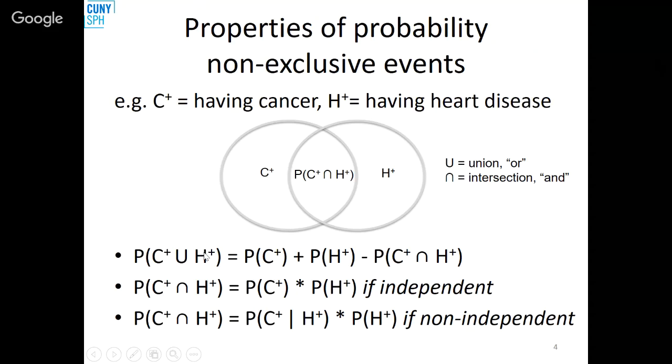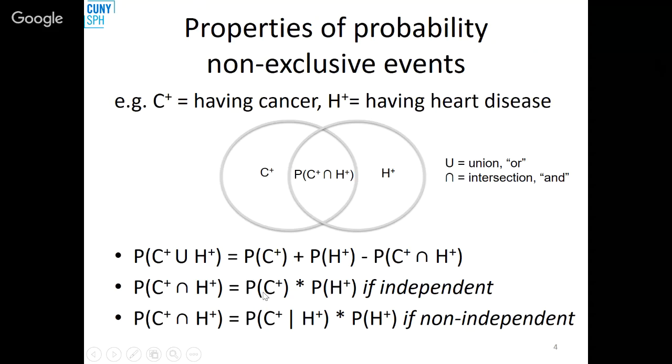And you can relate these. So these are the union and the intersection again. The probability of the union of cancer and heart disease is the sum of the two individual probabilities, like on the previous page. But we have to subtract off this area in the middle, which otherwise would be counted twice, because they're not mutually exclusive.